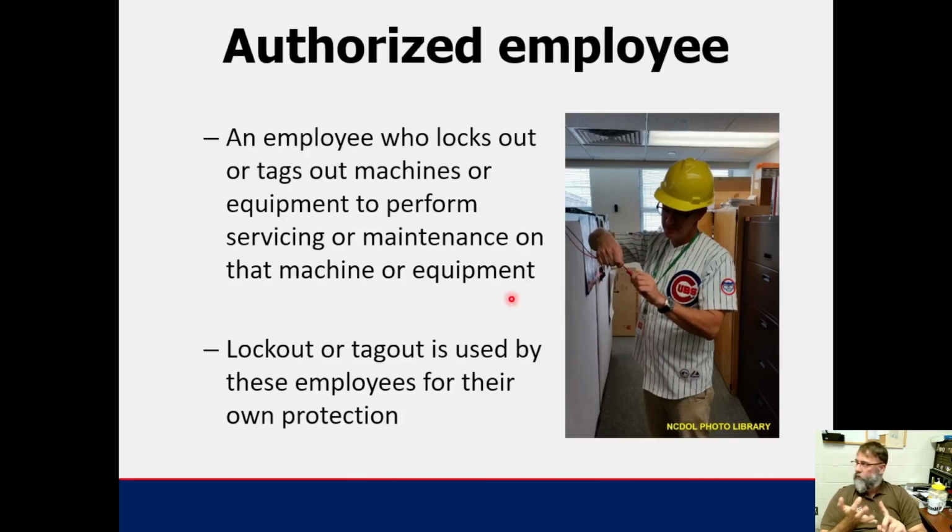OSHA talks about an authorized employee. In this case, it's the employee who locks out that machine to perform the maintenance of the equipment. The lockout is used for those employees for their own protection. If you look at one of my videos that I put up on Blackboard, there's an individual that's inside of a machine. He has it locked out for his own safety. It's not for the safety of the machine, it's for the safety of the individual working on the machine.